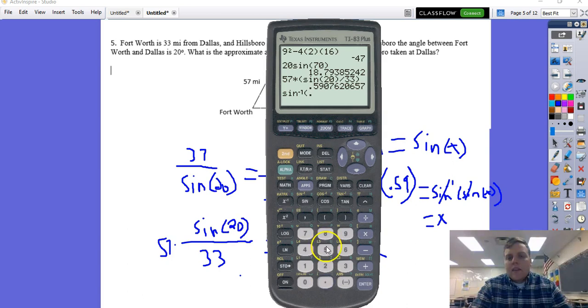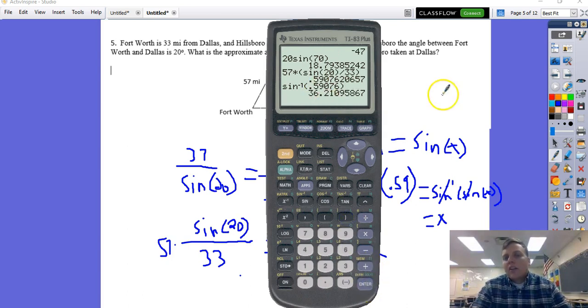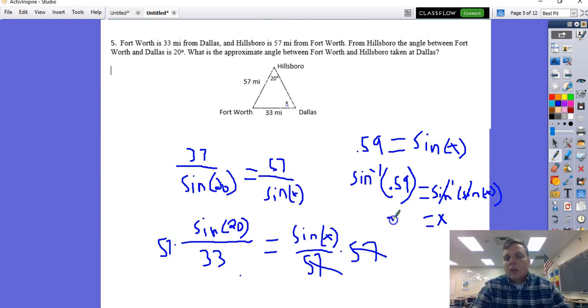I do not have that ability, so I'm going to type in 0.59076 just to give myself a little bit more, and I get 36.2. So it tells me then that the angle that's right here is 36.2 degrees. Alright, and that's what I was looking for.